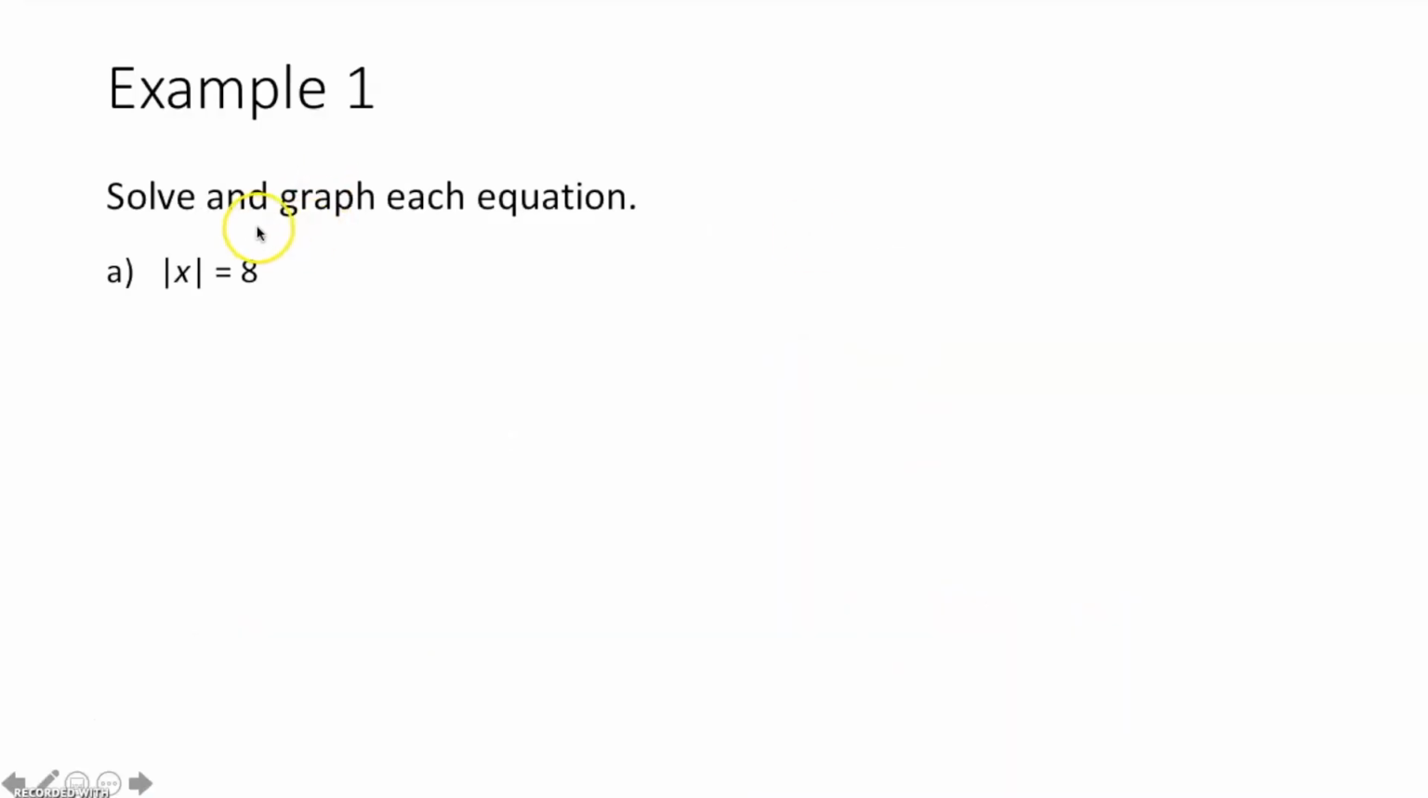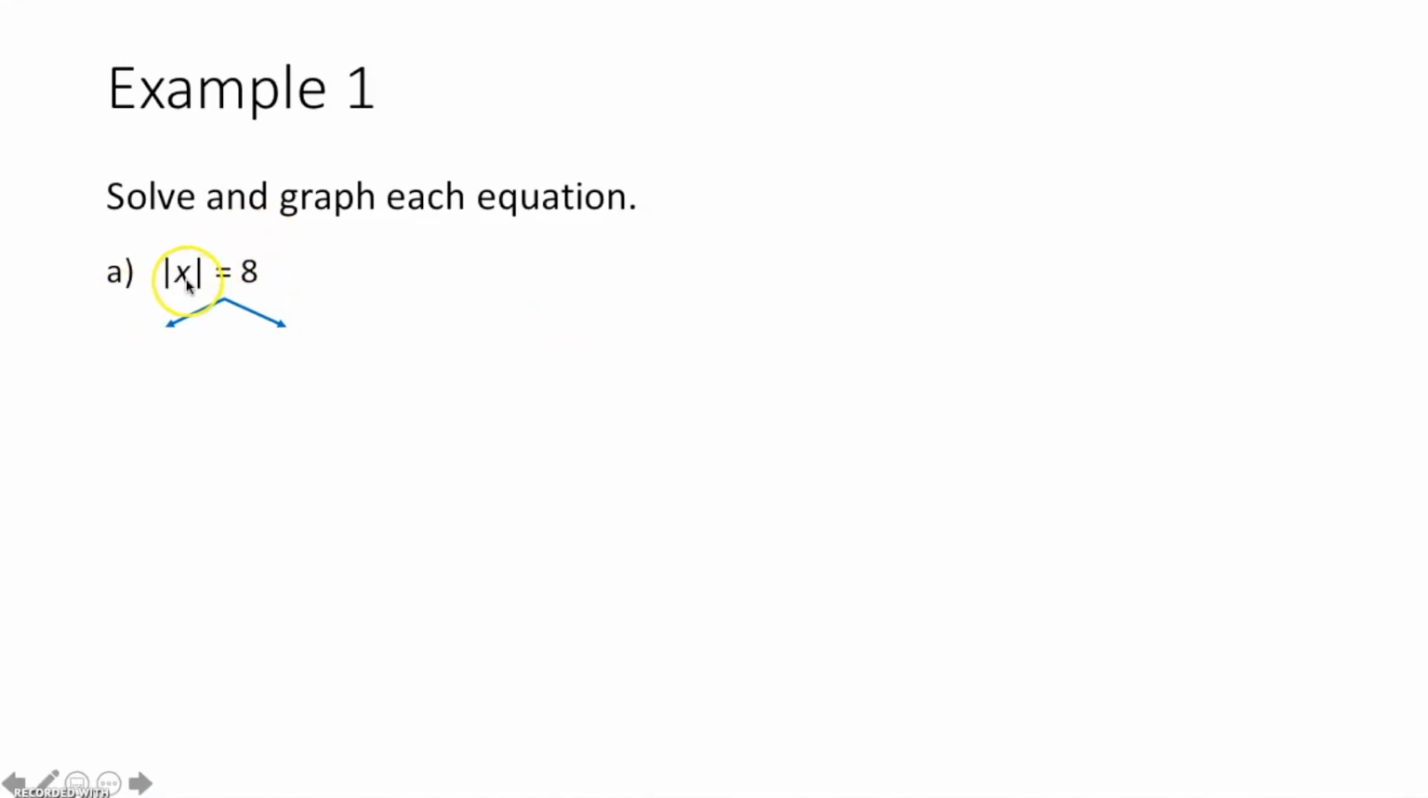Okay, example 1 says solve and graph each equation. So here we have the absolute value of x is equal to 8. So we simplify, move, break, solve. First, can we simplify either side? No. Next, move our absolute value to the left side of the equation. Done. Next, we move everything else to the right side. Done. Next, we break our absolute value equation into 2 separate equations equal to opposite expressions.